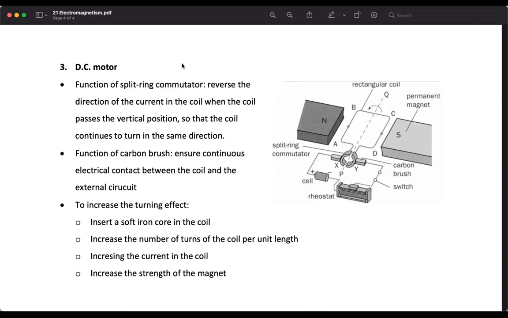Okay, so let me explain in detail how to make things move. Remember I told you, Fleming's left-hand rule. If there is a magnetic field plus a current, it will result in a force. Okay, you get it? You result in a force.